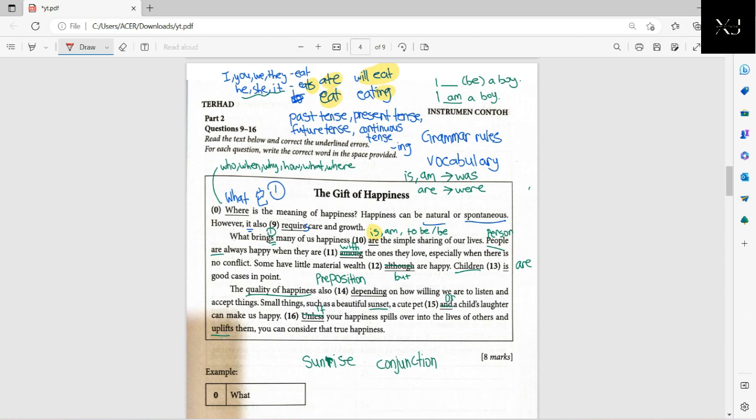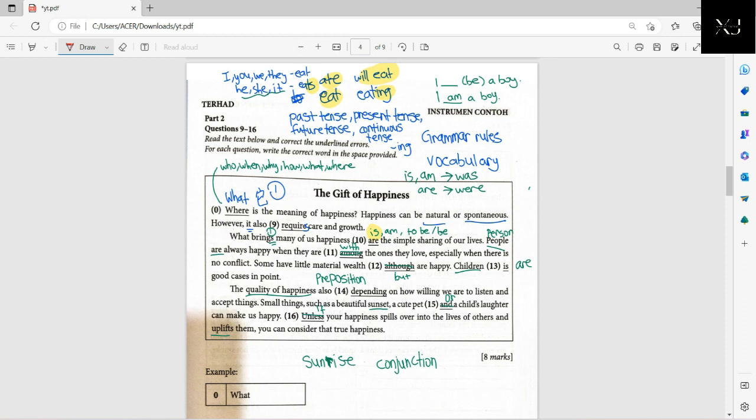So we take a look at this text box right here, The Gift of Happiness. This is the title. In the beginning it tells you "where is the meaning of happiness." We all know meaning is like the definition of the word. They're asking you for the meaning of the word happiness, but we don't say where is it. Where, we are talking about the location. Where is your father? Where is your school? Where is your house? So this one, you must know the grammar category of where.